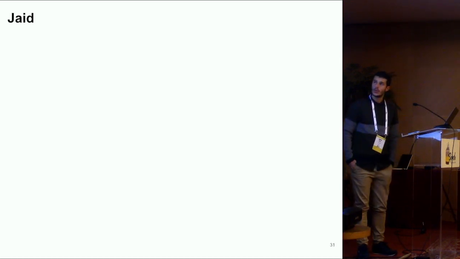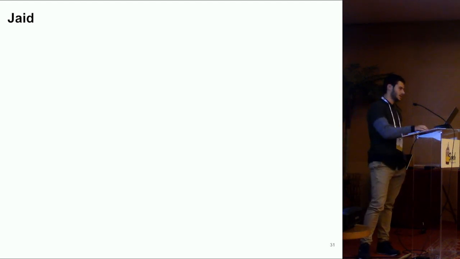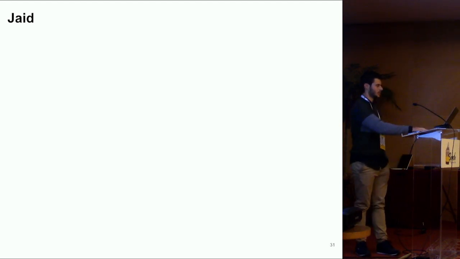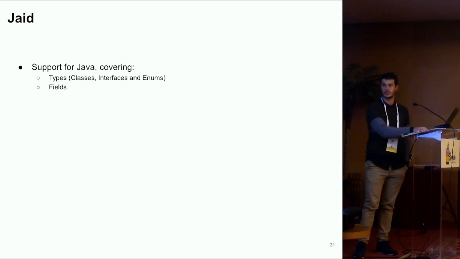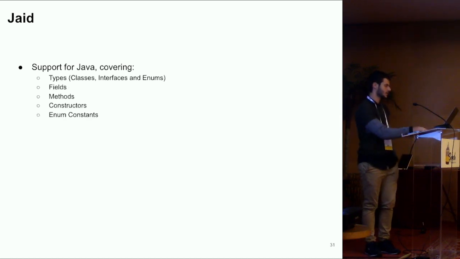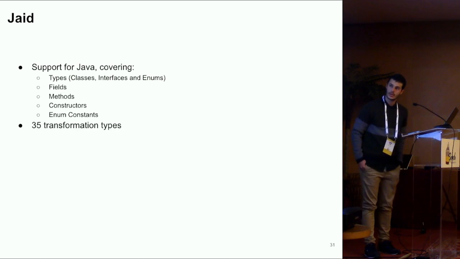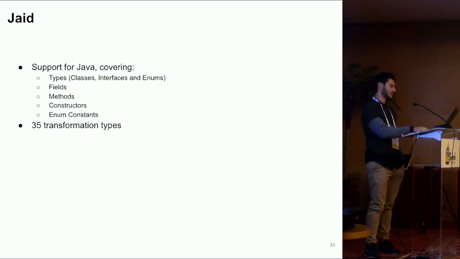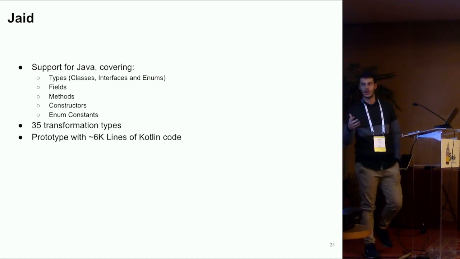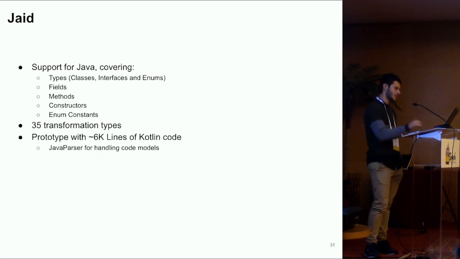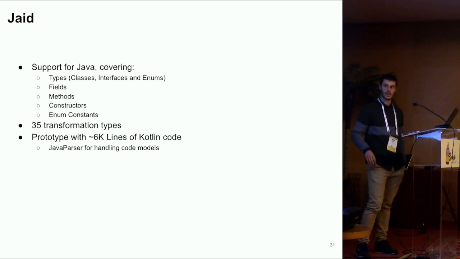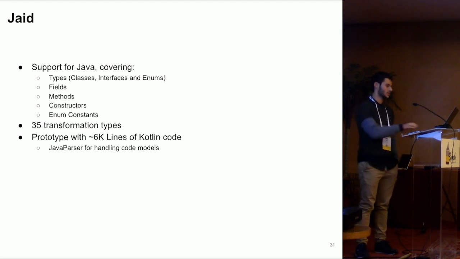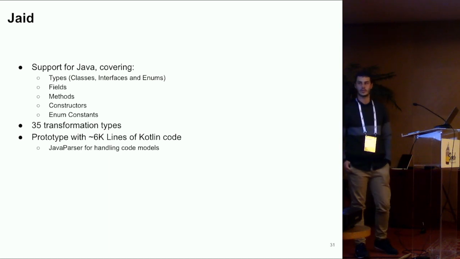Okay, we developed Jade, a prototype merging tool that has support for Java, focusing on recovering the more common elements in Java: methods, types, fields, etc. And it has 35 different transformation types, and is a prototype with around 6K lines of Kotlin code. JavaParser is an essential library that we have used because it is used to parse the source code and also to make the necessary transformations.